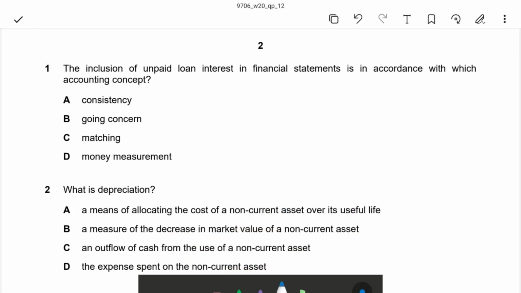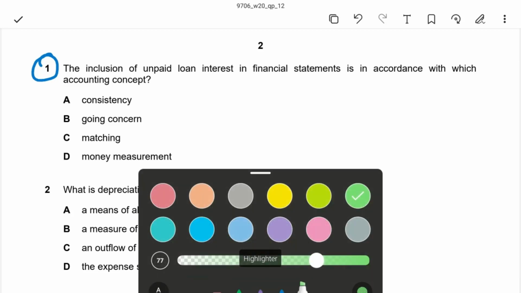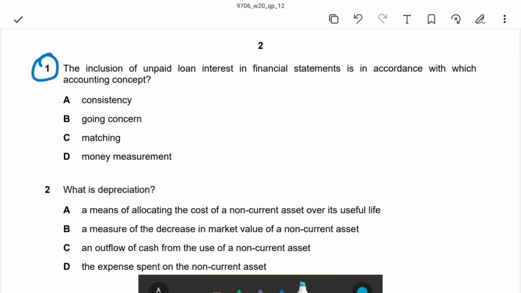Question number 1. The inclusion of unpaid loan interest in the financial statements is in accordance with which accounting concept? So we can see consistency. Consistency means accounting records should be consistent in nature, so that is wrong. Going concern, continuity in nature, wrong. Yes, the third option, matching, is the correct answer.